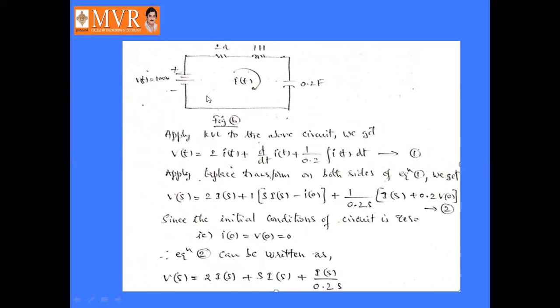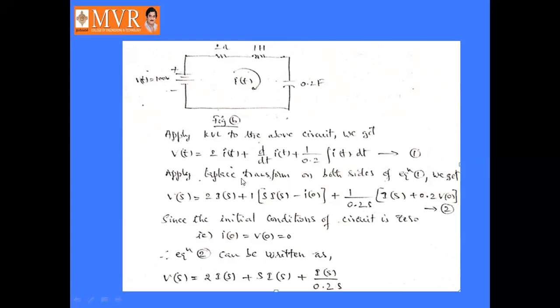Now, this is a closed loop circuit, so we will apply KVL to the above circuit. V of t is equal to 2 into I of t plus d by dt of I of t plus 1 by 0.2 into the integral of I of t dt. That is, 1 by c into the integral of I of t dt.